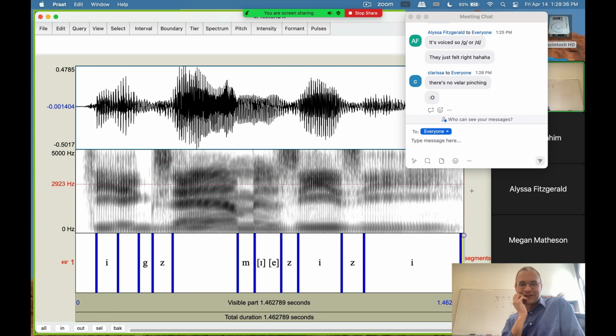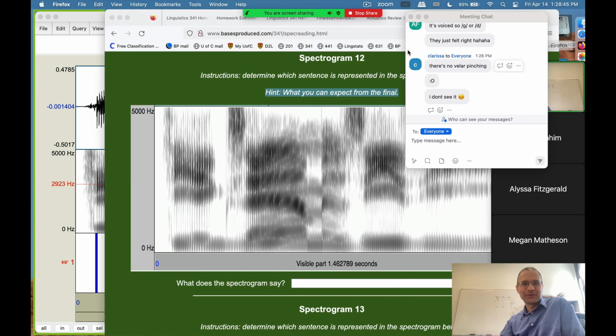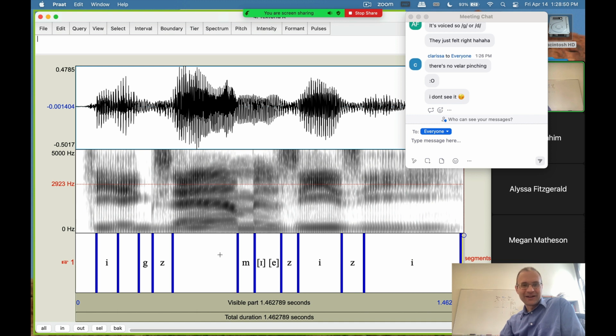So we're getting closer to seeing everything in here. Anybody want to make a guess about the answer to the puzzle? I believe the hint was what you can expect from the final. We've got a couple of sections in here. We don't know what this is yet. There's something going on here and there's something going on there. What is this very first bit, by the way? Can you identify the manner of articulation of this stuff?